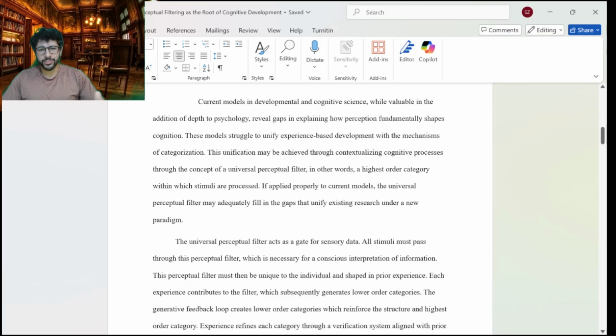So, current models in developmental and cognitive science, while valuable in the addition of depth to psychology, reveal gaps in explaining how perception fundamentally shapes cognition.